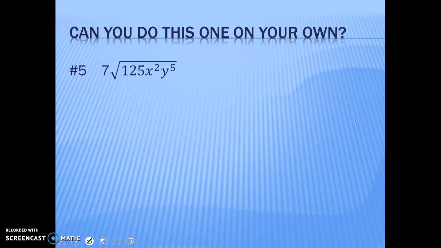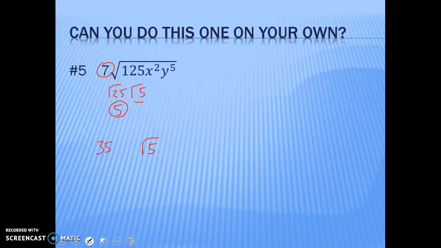So I'm going to have you try this one on your own. Go ahead and pause the video and then see if you can simplify number 5 completely on your own. Hopefully you were able to do that, and hopefully you were able to do this. This is 25 times 5 is 125, and the square root of 25 we know is 5. So that's on the outside along with the 7, and if I multiply those together, that's going to give us 35 on the outside. And then we have this radical 5 that's going to have to stay inside the radical sign.